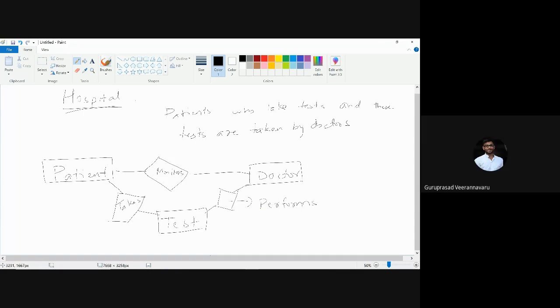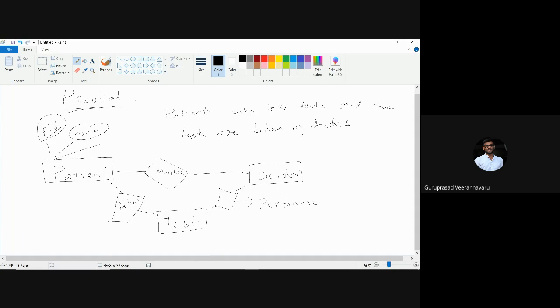So now let us try to say how will we identify a patient, how will we identify a doctor, and how will we identify a test. Okay. So patient, let's say he'll have patient ID, let's call it PID, written like this. Then what else do we have? Patient will have a patient name, and he has a date.